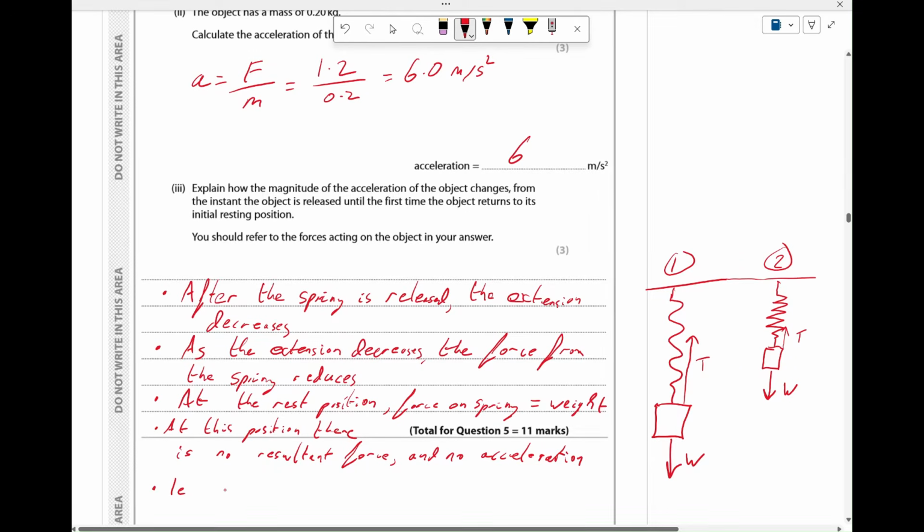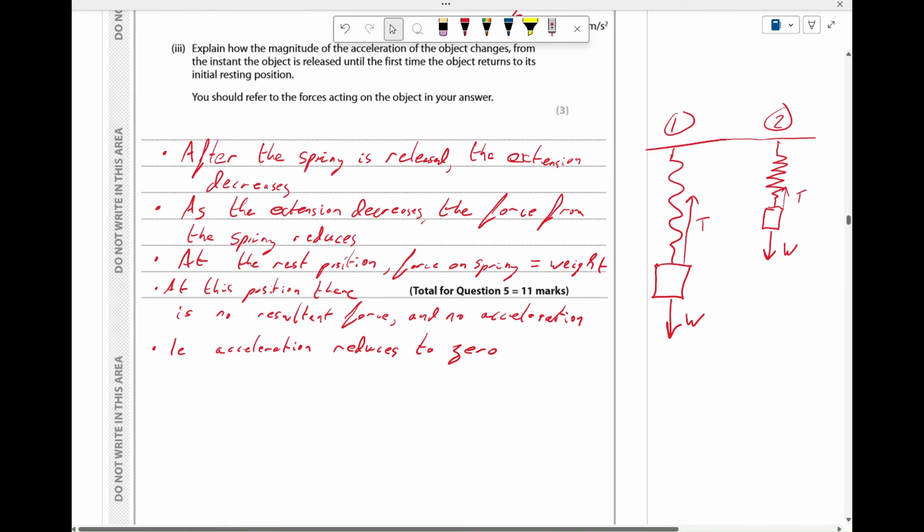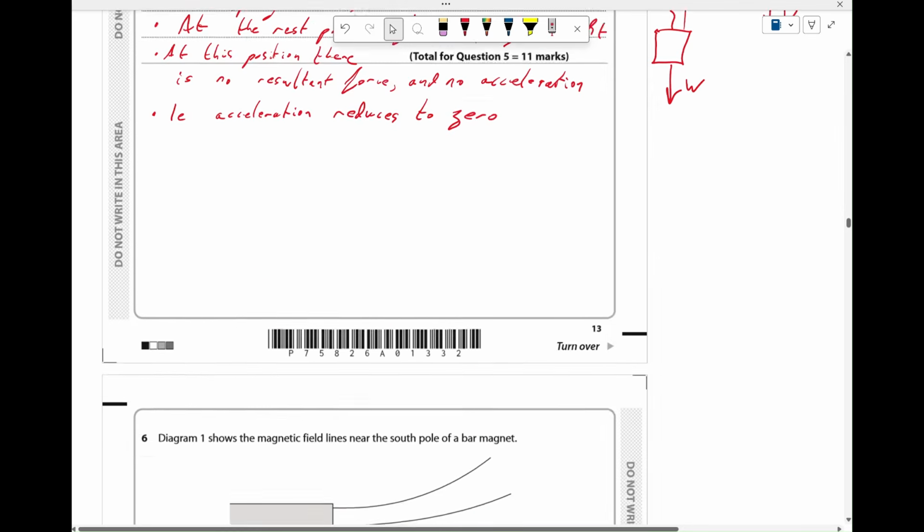I think I'd put at the end, i.e. acceleration reduces to 0. I think they were expecting to start with that final point. So acceleration starts high in diagram 1 and goes to 0 in diagram 2. And as the extension's dropping, the force from the spring is dropping, and eventually they're exactly the same. So it didn't give us much space to do that. I think they were possibly expecting a shorter answer than what I wrote there, but that's how the solution came to me.